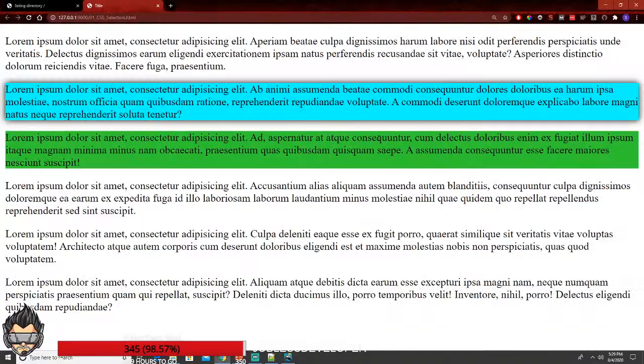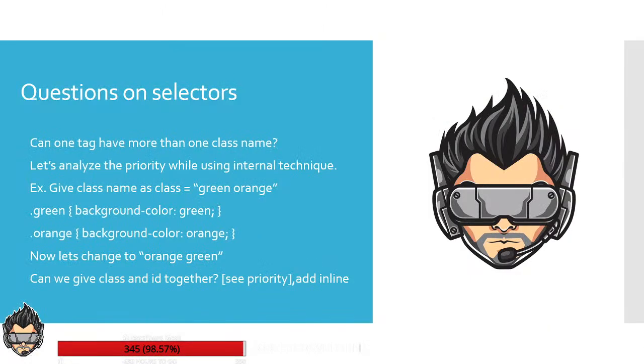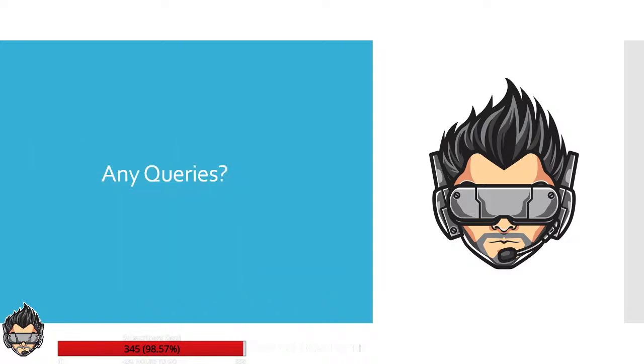So these are the basic things that we need to know, and we can only know once we try to implement these techniques. So once these things are done so far, do you guys have any queries? Because there are two more selectors.